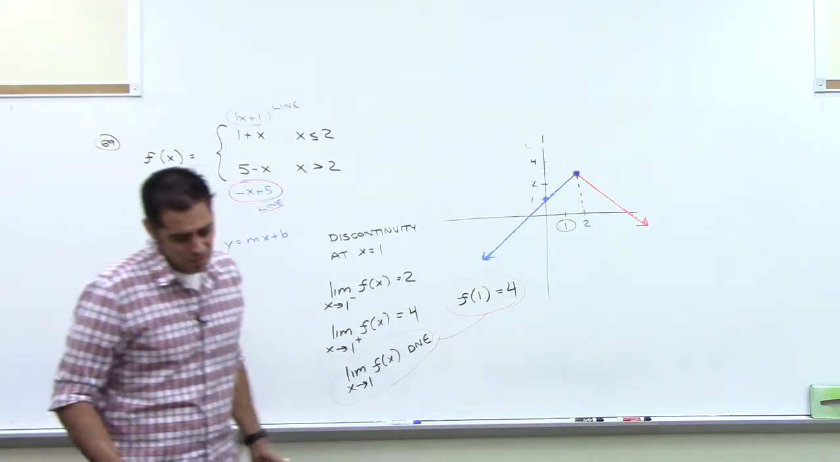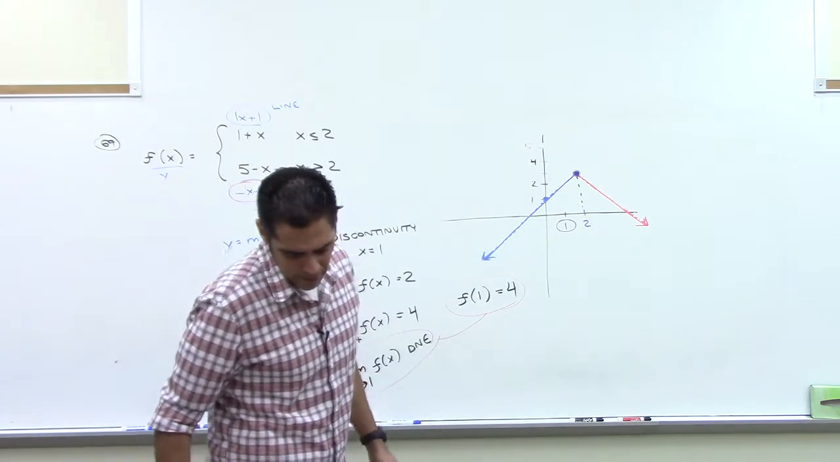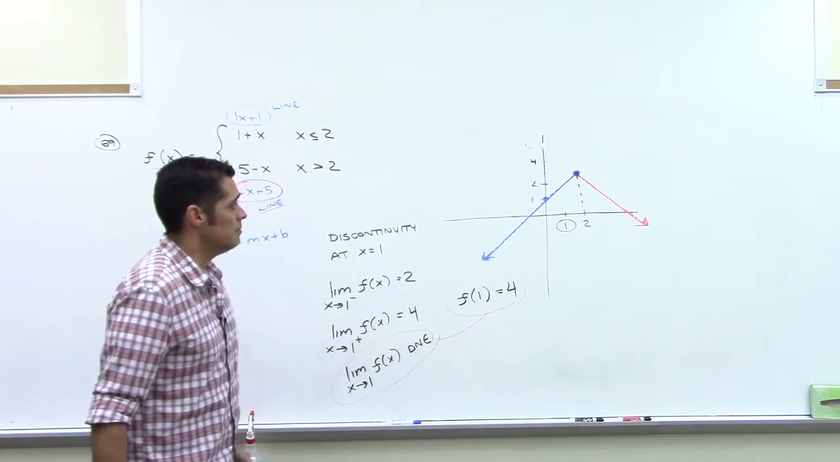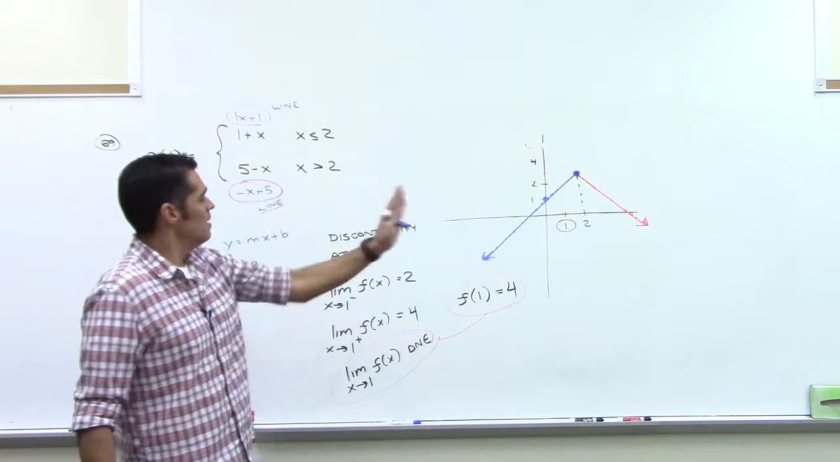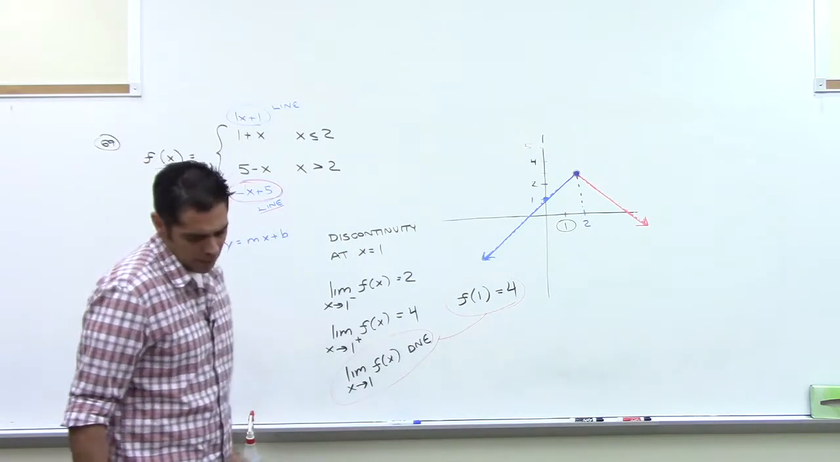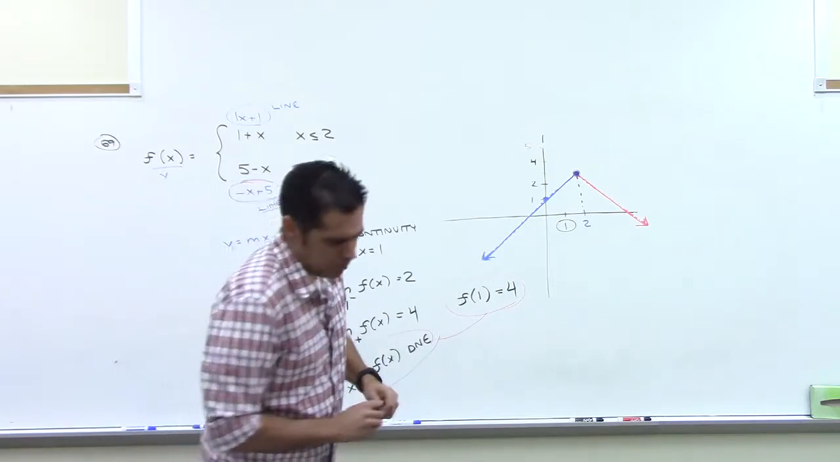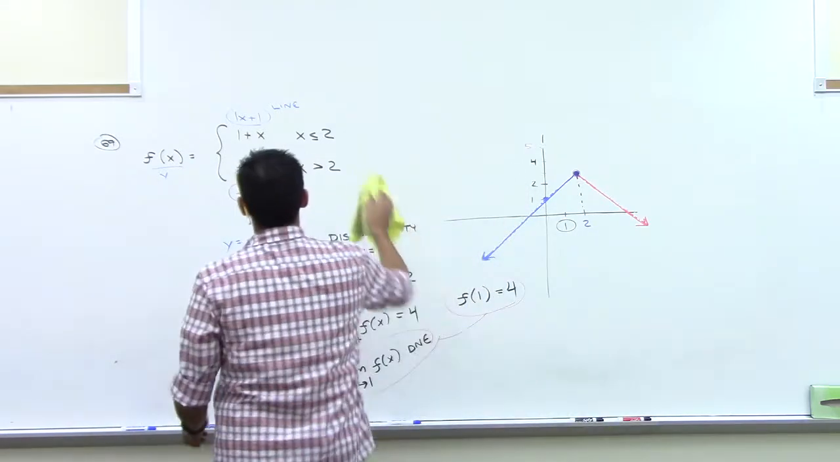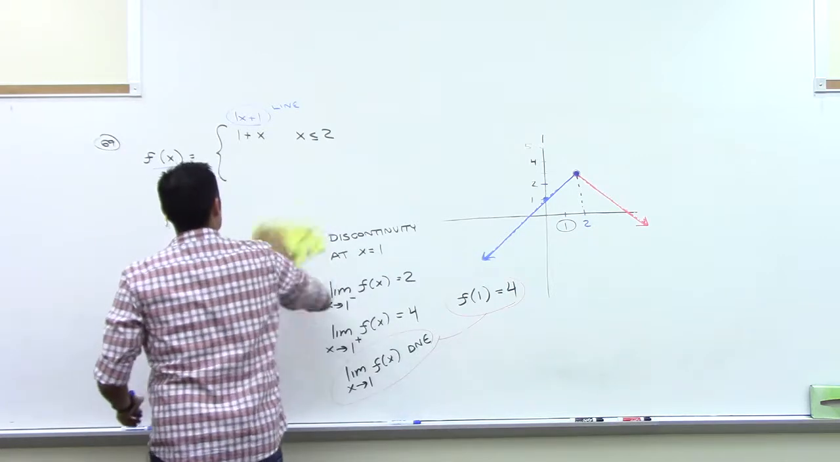So the answer to 71 is that there are no points of discontinuity. This function is continuous everywhere it's defined. All right, now the last one, we're going to have a 3-piece function. So this is going to take me just a second to draw.